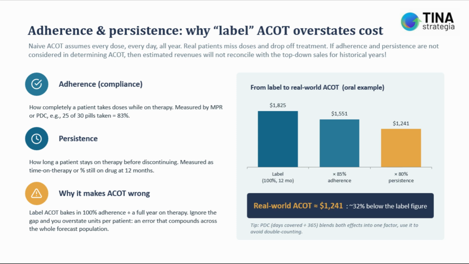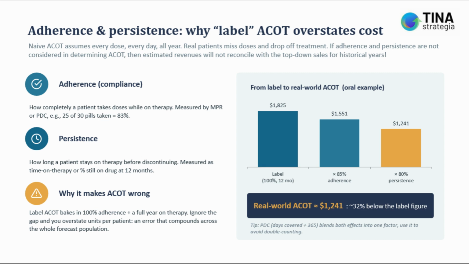This is the most important slide in the deck, because it's the mistake I see most often, and it's the one that will make your forecast fail a sanity check. Everything we just calculated assumed a kind of perfect patient, one who takes every single dose, every day, for the entire year. We call that the label ACOT, the cost if the drug is used exactly as the label prescribes. But real patients are not perfect. They forget doses, they stop early, and if you ignore that, you overstate how much drug each patient actually consumes.